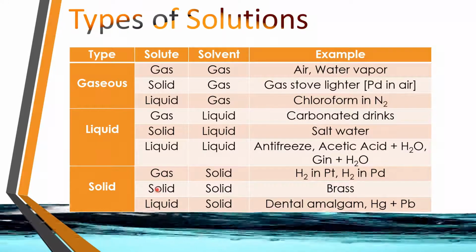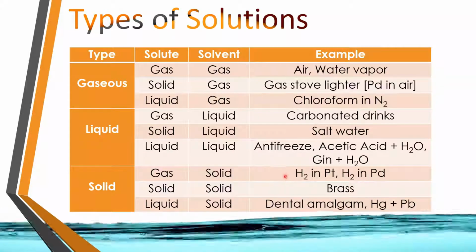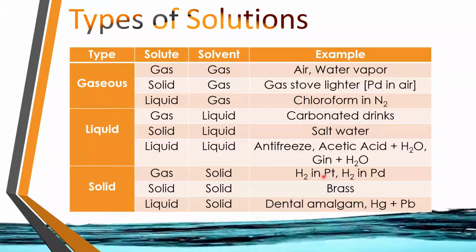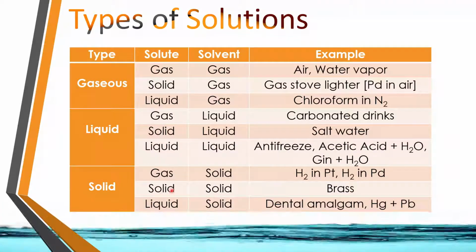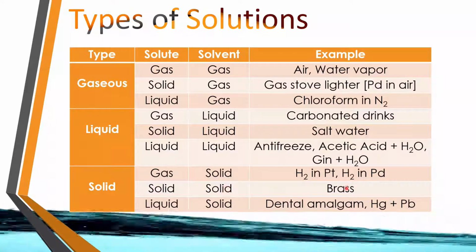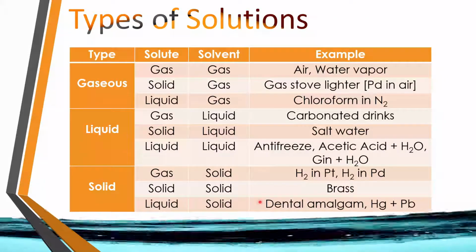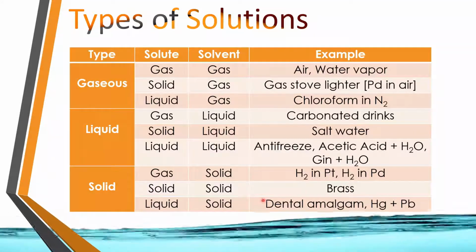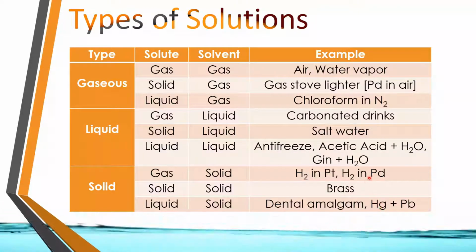And for the solid type, we have gas-solid phases, so we have hydrogen gas in platinum, hydrogen gas in palladium. We have solid-solid phases, so we have an example here, brass. For the liquid-solid, we have dental amalgam, mercury plus lead.